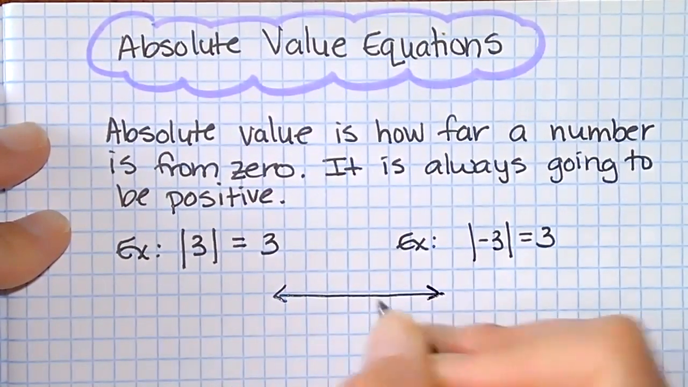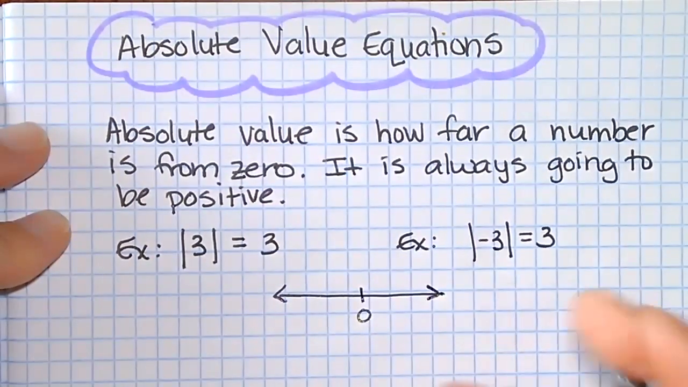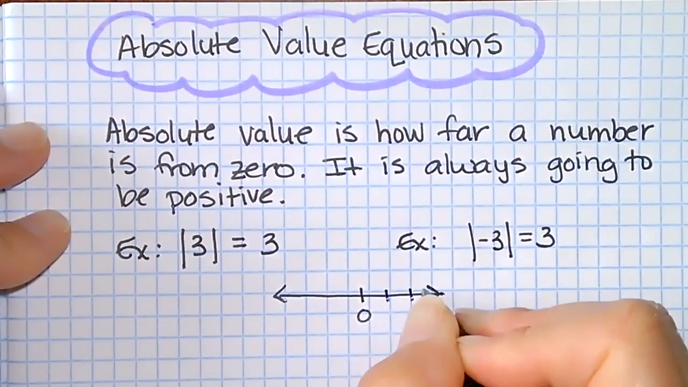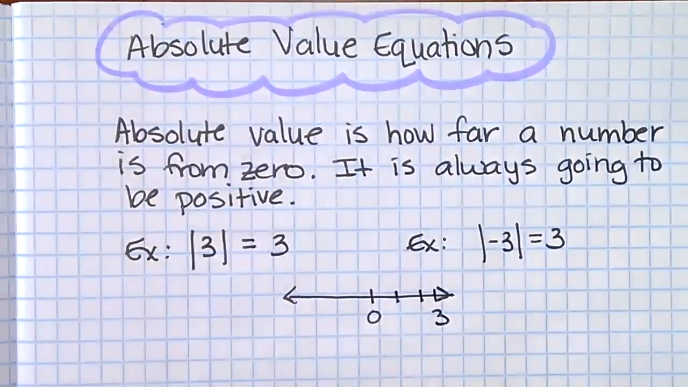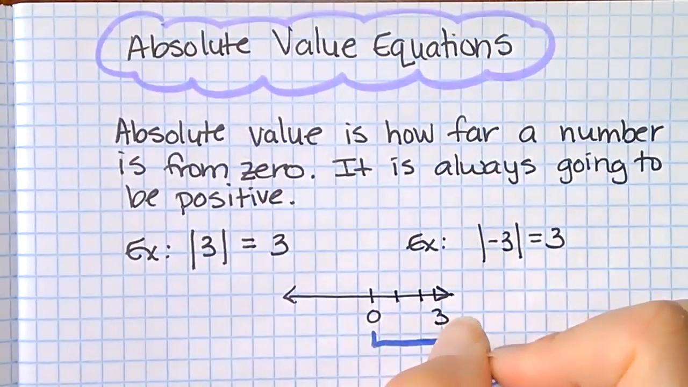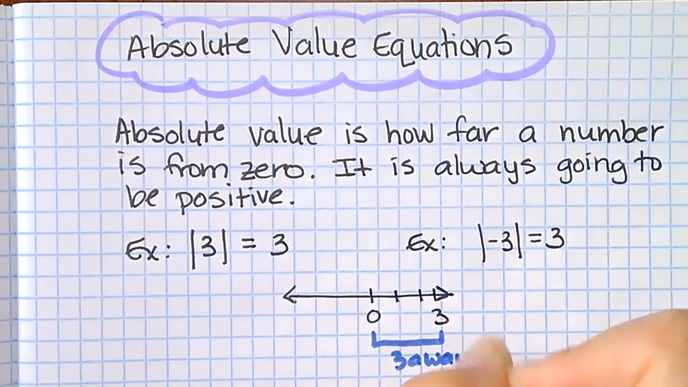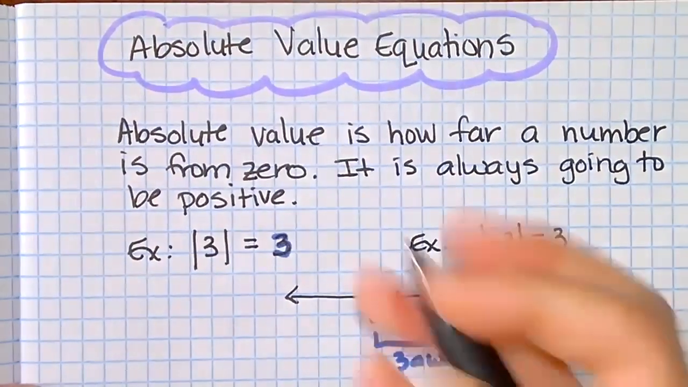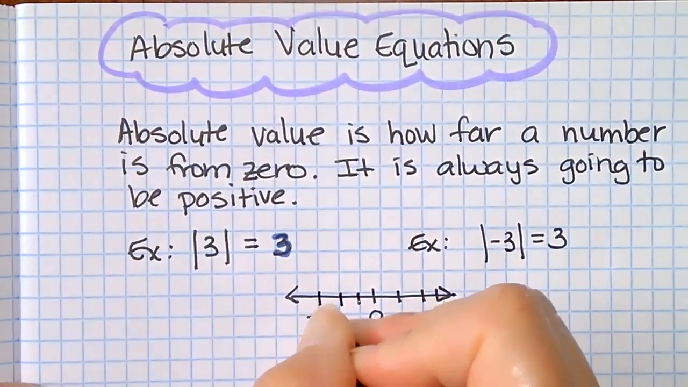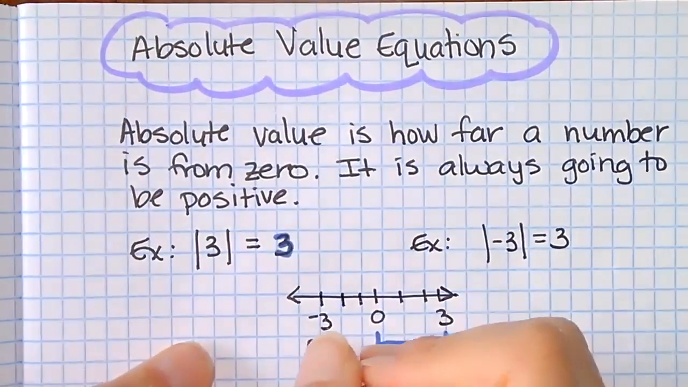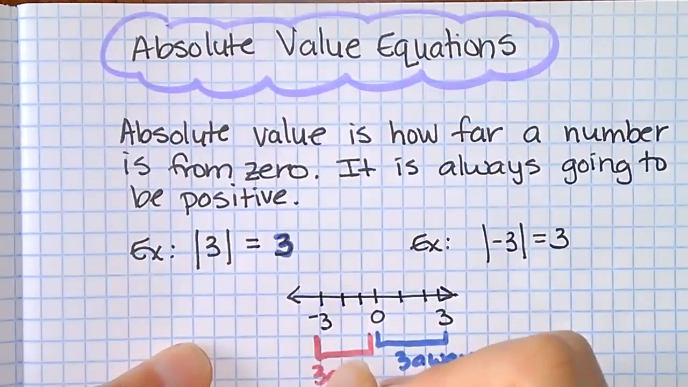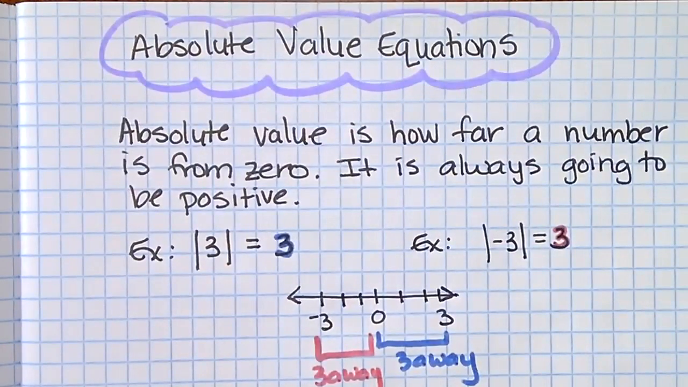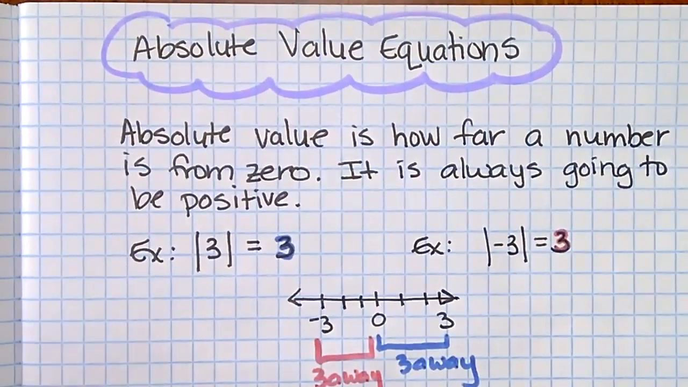Just kind of an example on the number line. Here's 0. I want to see how far 3 is from 0. So we've got 0, 1, 2, 3. How far is this? Well, this is 3 away, and that's why that is 3. Going the other direction, negative 1, negative 2, negative 3, how far is that from 0? It is also 3 away, so that's why this is also equal to 3. Again, it's how far you are from 0, and it should always be a positive.